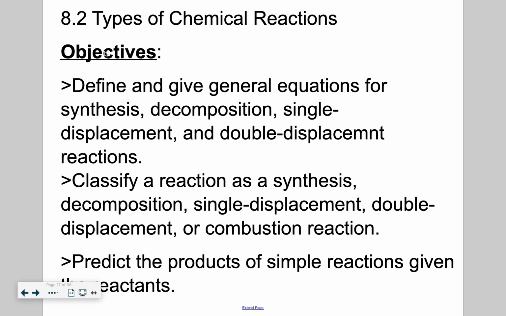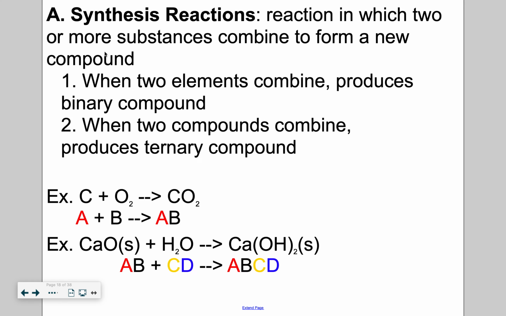Okay, so today we are going to look at the 5 types of chemical reactions and give you general equations for them. And then hopefully by the end of this lesson, you'll be able to classify the different types of reactions with your homework assignments. So the first reaction is called a synthesis reaction.